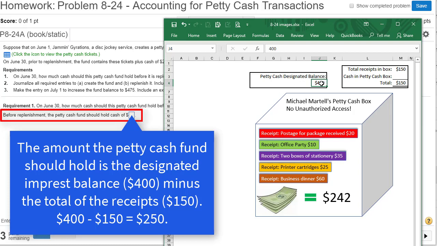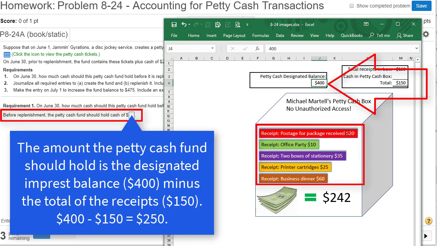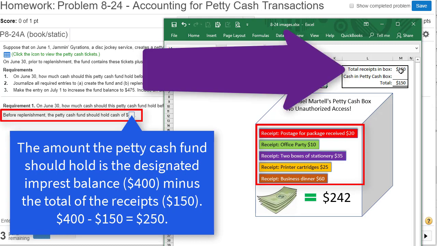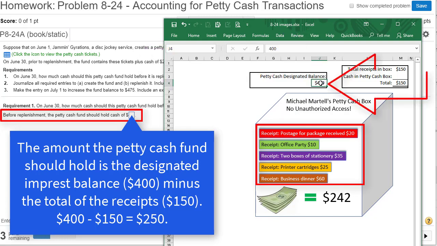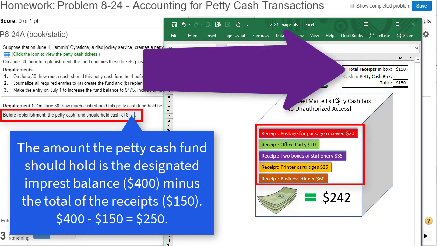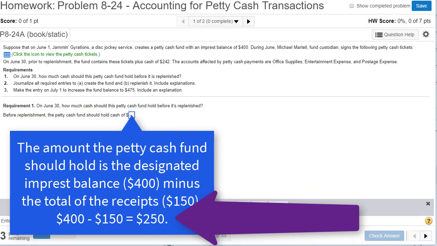Well, this petty cash box should have a total of receipts and cash of $400. The amount of cash it should have in here is going to be $400 minus the total of these receipts. So let's see. I've already gone and added up these receipts. $20 plus 10 plus 35 plus 25 plus 60. So total receipts is 150. So the amount of cash that should be in here is going to be 400 minus 150. And that gives us 250.